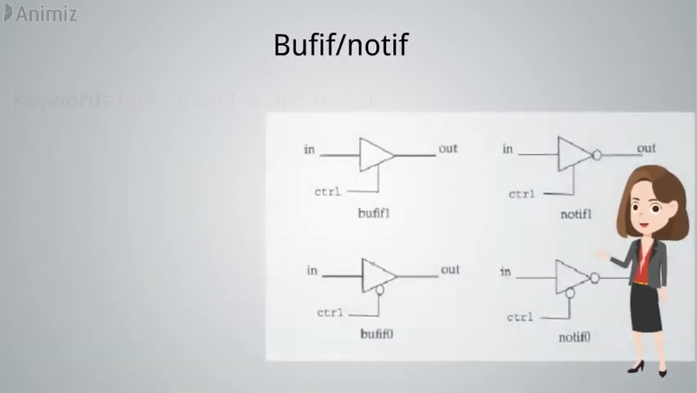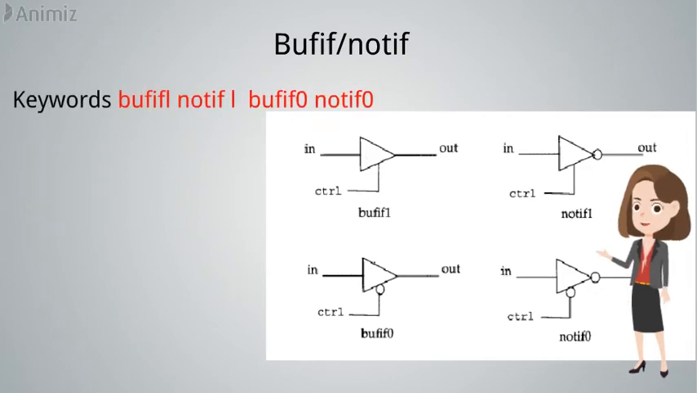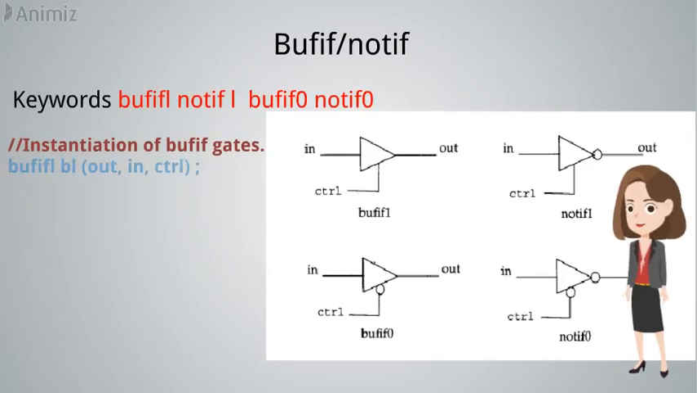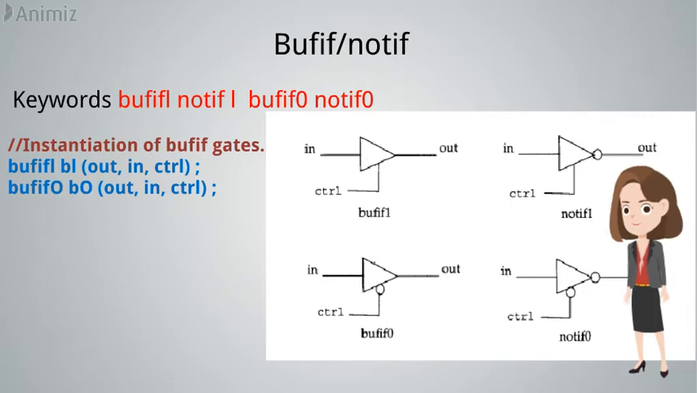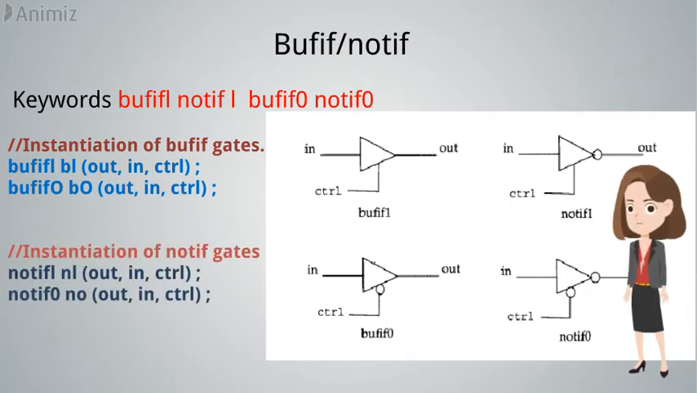Next, bufif, notif. Gates with an additional control signal on buf and NOT gates are also available, which are known as bufif and notif. These gates propagate only if their control signal is asserted. They propagate Z if their control signal is deasserted.